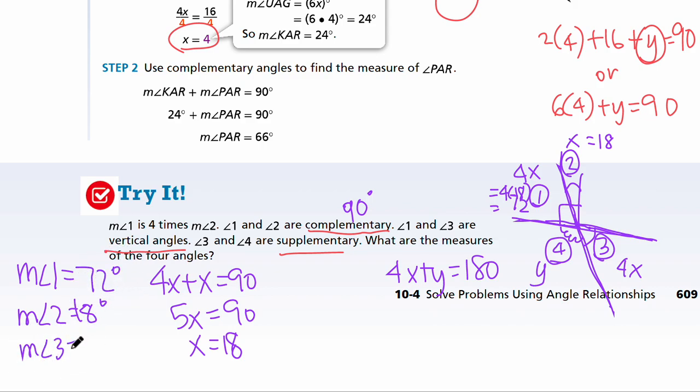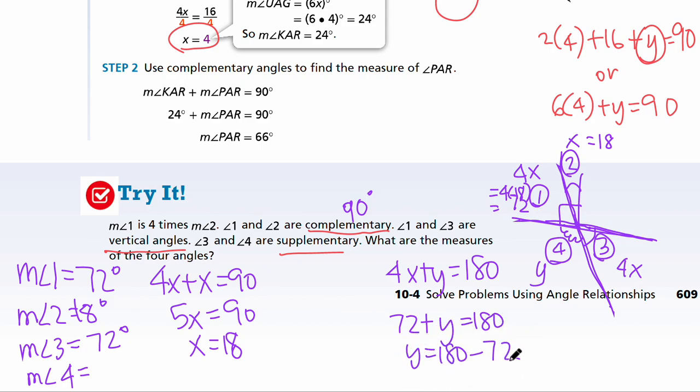The measure of angle 3 is the same as the measure of angle 1 because they're vertical angles, so 3 is also 72. The measure of angle 4 is supplementary to angle 3 or angle 1. So that's going to be 72 plus y equals 180, which means y is 180 minus 72, which is 108. So the measure of angle 4 is 108. So these are our final answers. Okay, did you get them right?